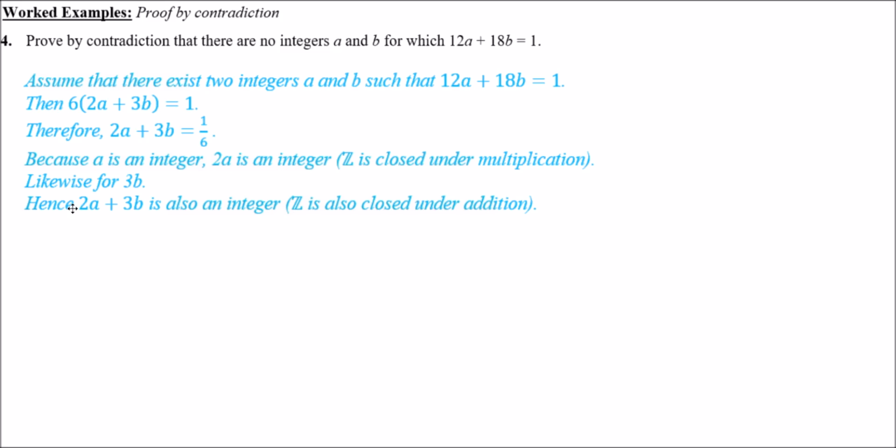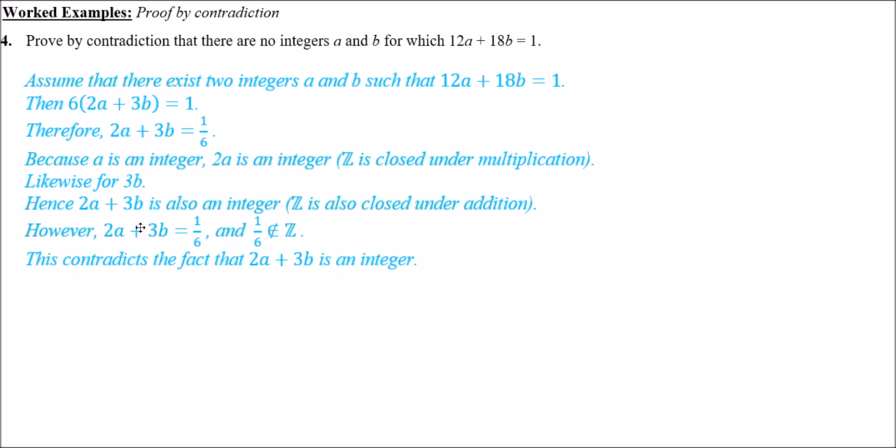So what we're saying here is that 2a plus 3b is an integer. However, what we've written here is nonsense, because 2a plus 3b, an integer we've deduced, equals 1/6. But 1/6 isn't an integer, it's a fraction. So we can say that 1/6 is not an integer. So already you can see the contradiction.